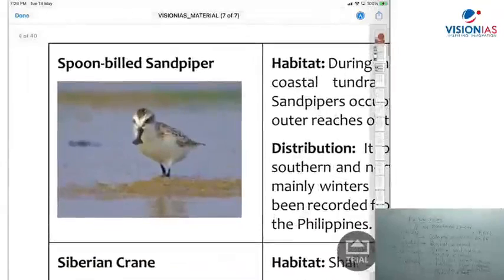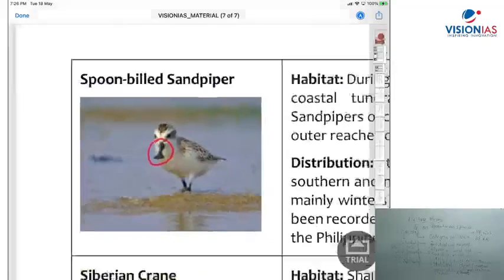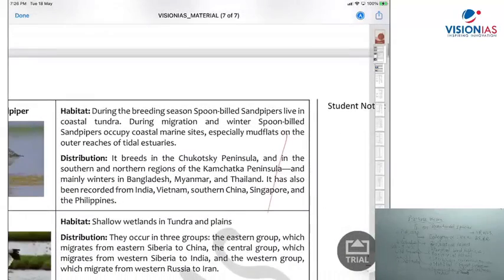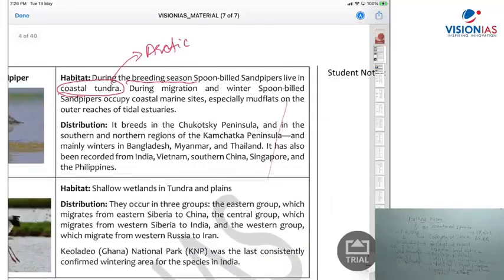And you can see a spoon-billed sandpiper. You can see here that the beak of this bird is spoon-shaped. Again it is a migratory bird. It comes for the breeding season to the tundra. Where is tundra? Arctic. Tundra is the Arctic part. And in the winter they migrate. They breed on the Chukotsky Peninsula and Kamchatka Peninsula in Russia, and they migrate to Bangladesh, Myanmar, Thailand, Vietnam, India, China, Singapore and the Philippines. So it is also a migratory bird.